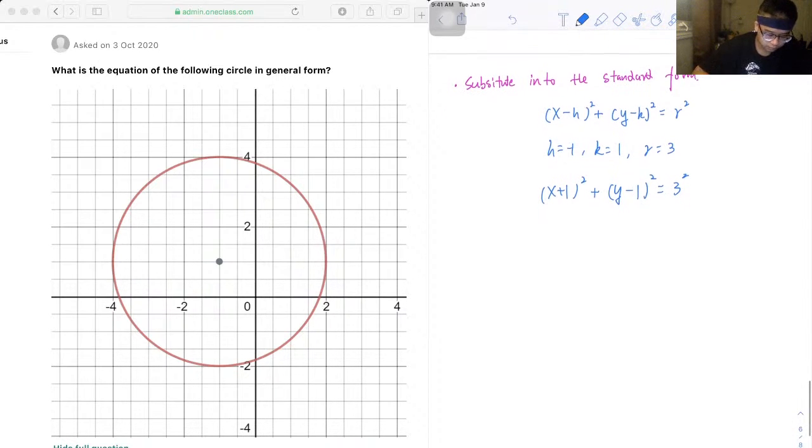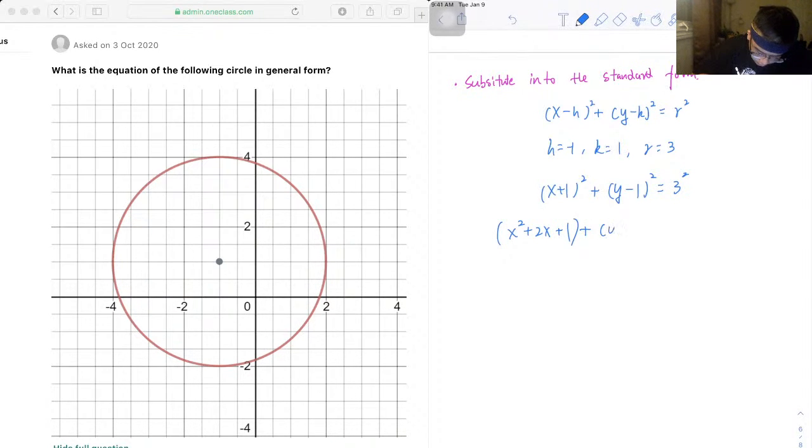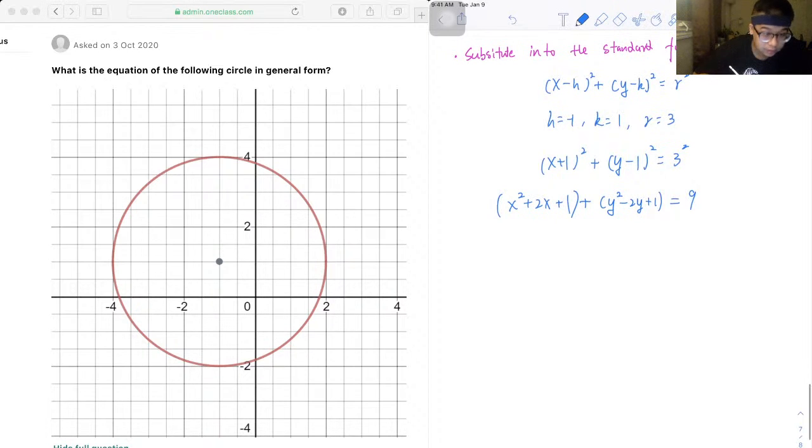Right, so now let's get rid of the exponent and bracket. So we have x squared plus 2x plus 1 and plus y squared minus 2y plus 1, which is equal to 3 squared, which is equal to 9. And we have x squared plus 2x plus 1 plus y squared minus 2y plus 1 is equal to 9.